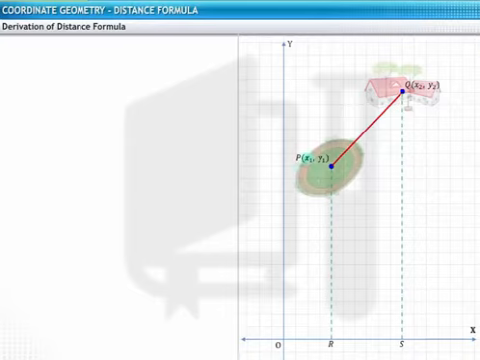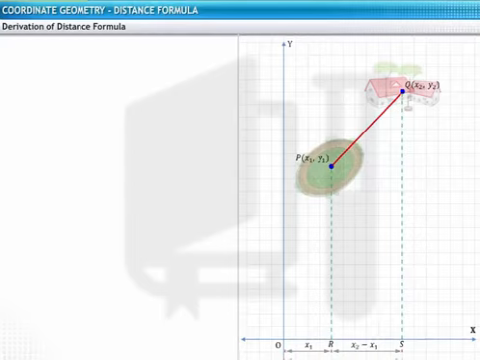The x-coordinate of P is x1. This denotes that the distance from origin O to point R on the x-axis is x1. Similarly, the x-coordinate of Q is x2. This denotes that the distance from origin O to point S on the x-axis is x2. Now, the length of RS can be determined. RS equals OS minus OR, which is x2 minus x1.